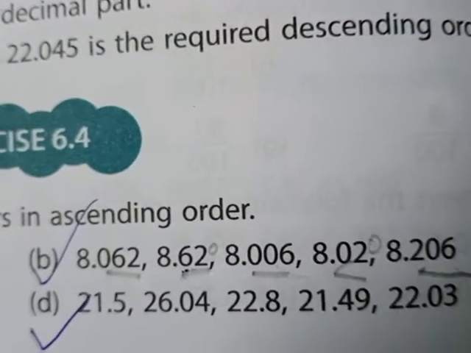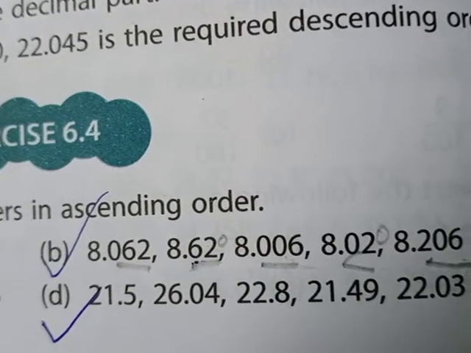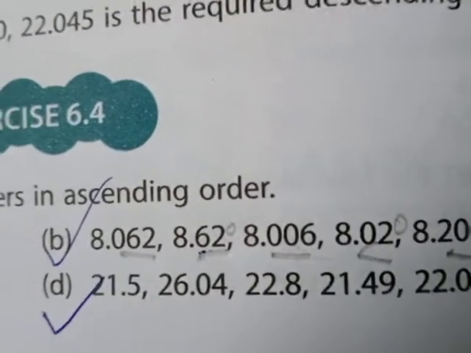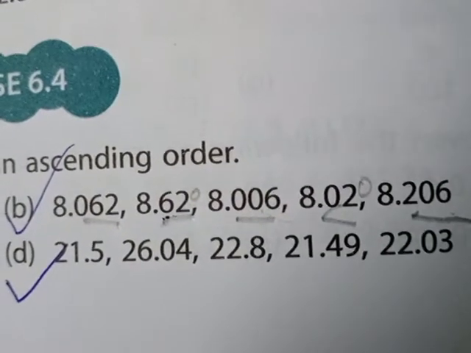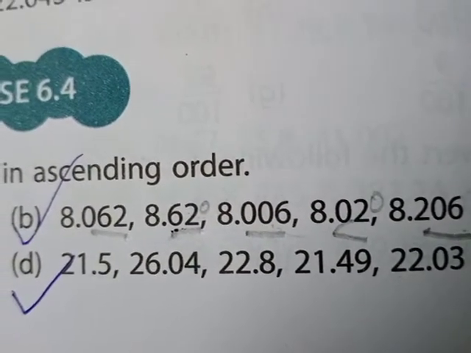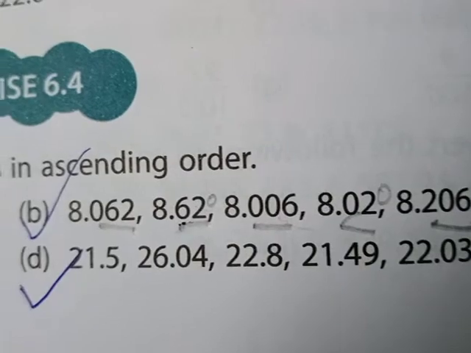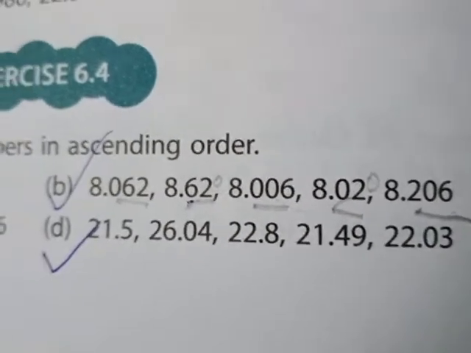So 8.006 will be the first number. Then 8.020 will be the second number. And then 8.062 will be the third number. Are you getting this clear?